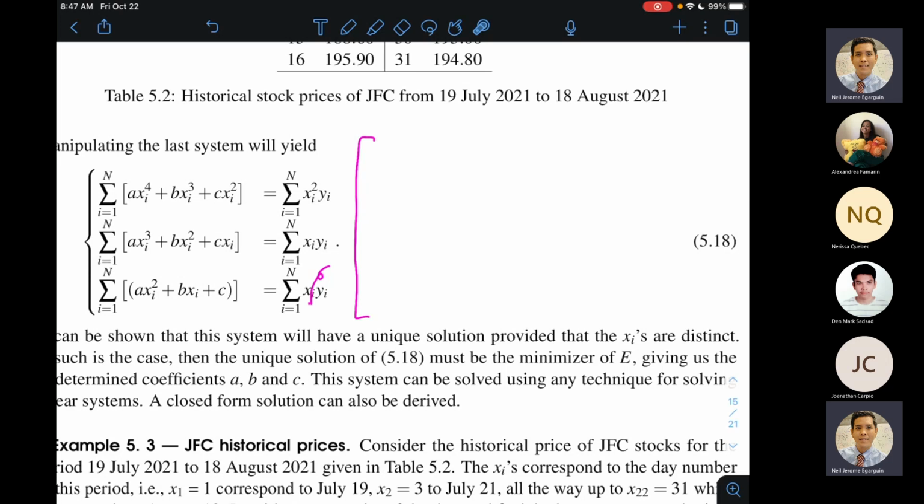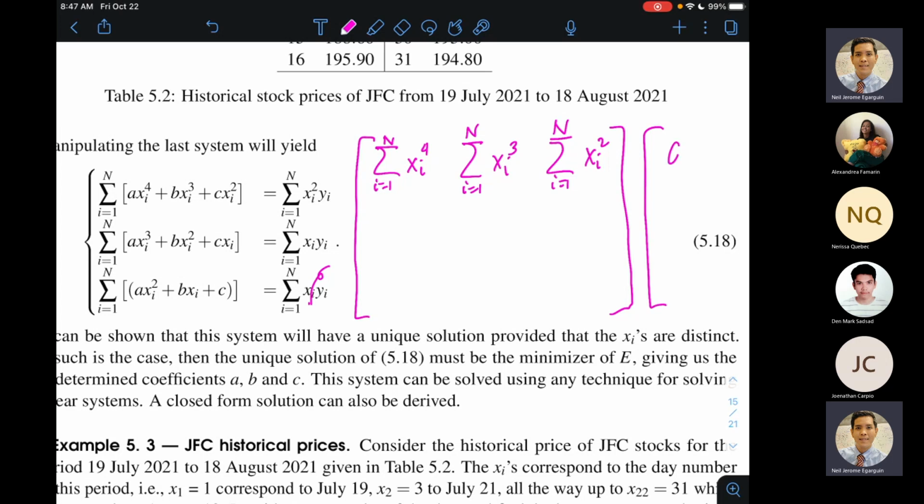Sa first equation, ang may A lamang ay summation ng xi to the fourth. So that would be our first entry, xi to the fourth. And then second entry in the first row would be summation of x sub i cubed, kasi siya yung may coefficient na unknown b. And then third column would be sum of x sub i squared. Kasi ito ay mamumultiply ng vector of unknowns a, b, and c.